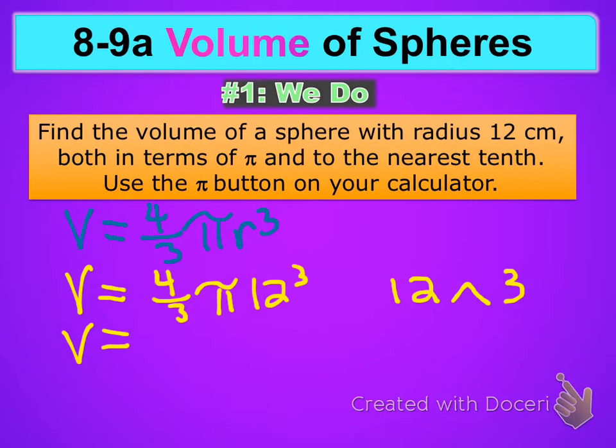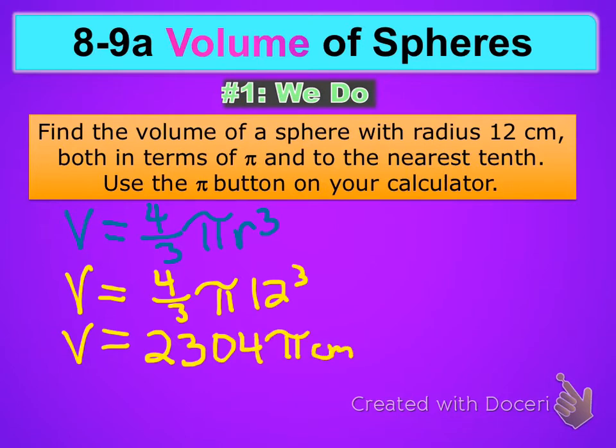So to take 4/3 times 12 to the third, you're going to end up getting 2,304 pi centimeters cubed. That's what it means when it asks you to put it in terms of pi. Then if you take that answer and multiply it times pi, you will end up with 7,238.2 centimeters cubed.